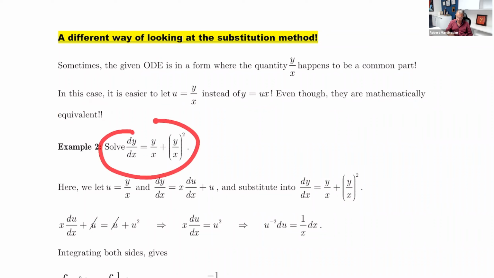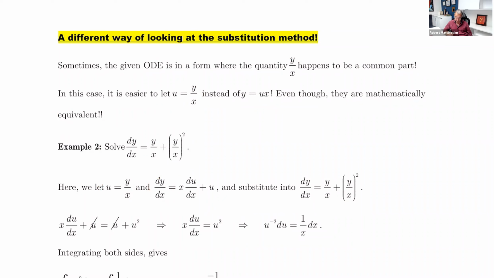So that's a good example. If you see this fraction in the equation, then that substitution works very well. dy/dx equals y over x plus y over x squared. So if we say u equals y over x, then we can just find dy. So dy over dx, you can use the product rule.